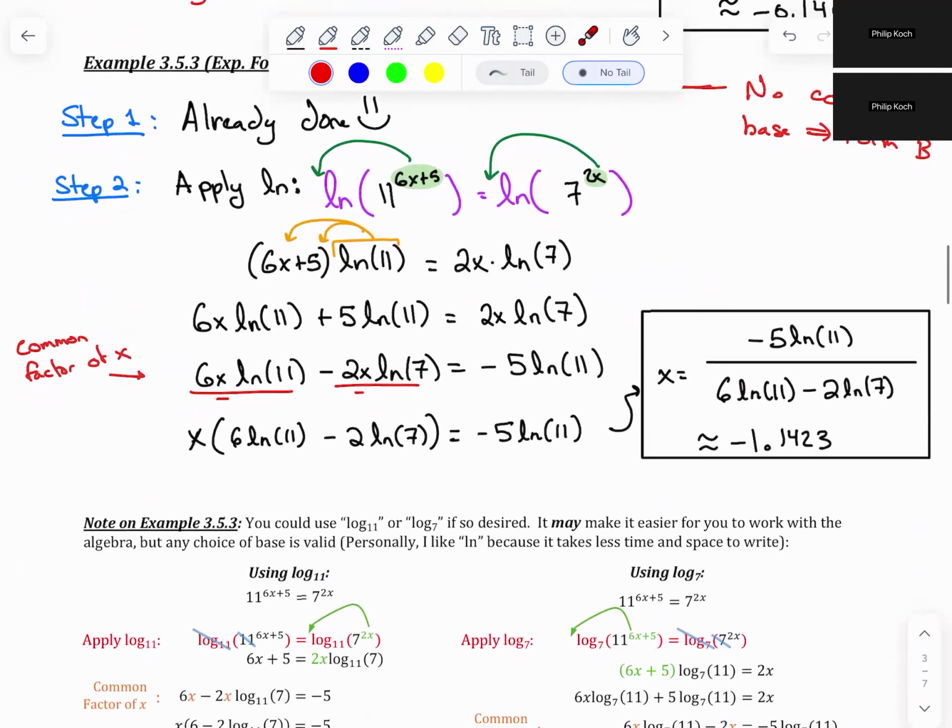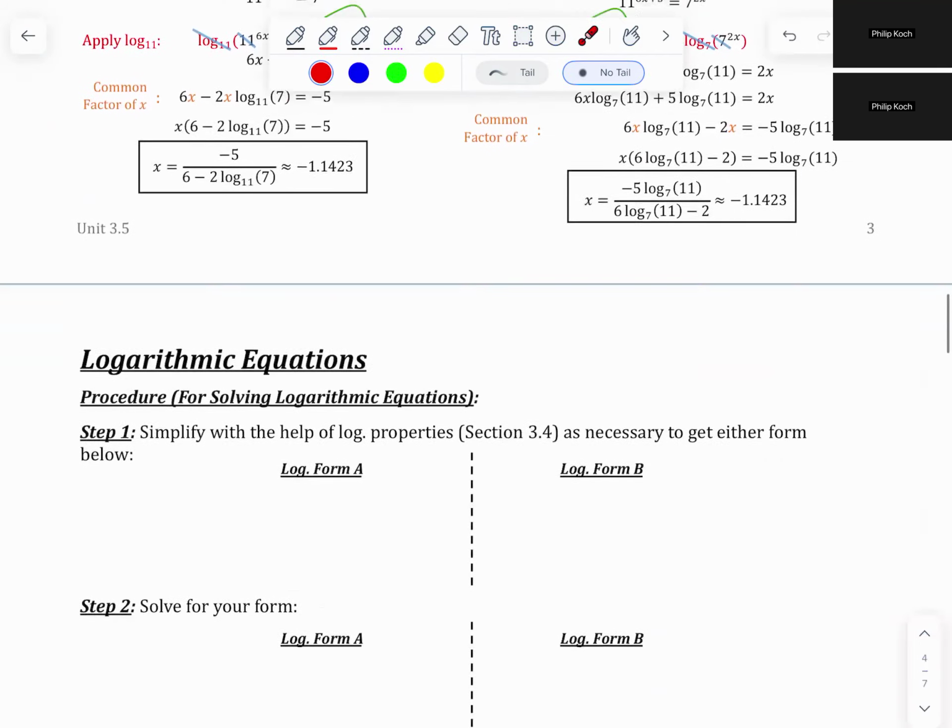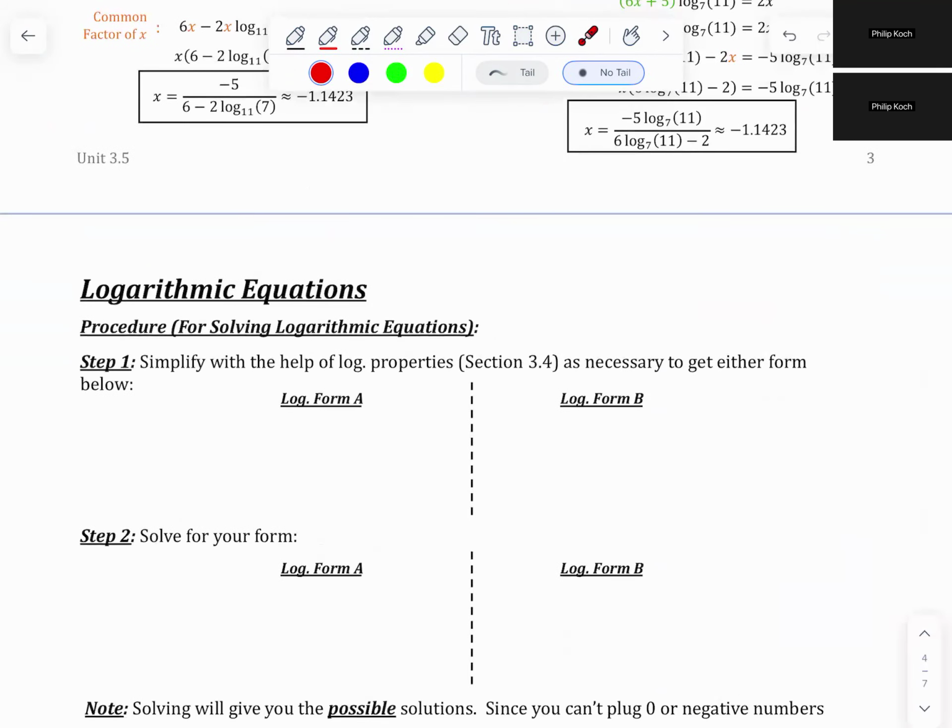All of them that you'll experience, at least in this course, will fall into one of those 3 categories. So then we have logarithmic equations. We got exponential and logarithmic equations. Step 1 is to simplify with the help of log properties, which is section 3.4. That's why I wanted you to make sure you did all your homework and practiced those a little bit before today, to get it into either one of the 2 forms below.